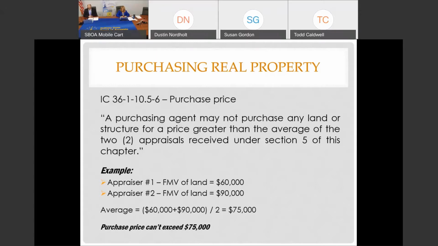We have had the question before about whether you can have more than 2 appraisers. And the position we've taken is that 36-1-10.5-5 section 2 states that the purchasing agent shall appoint 2 appraisers. So it doesn't say at least 2 or more than 2, it just says 2. So our position is you just have the 2 appraisers.